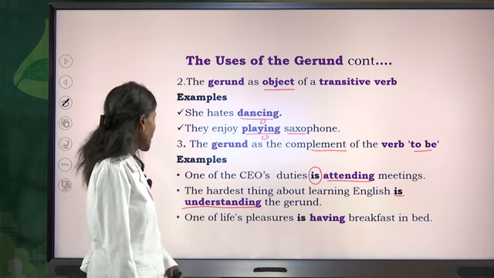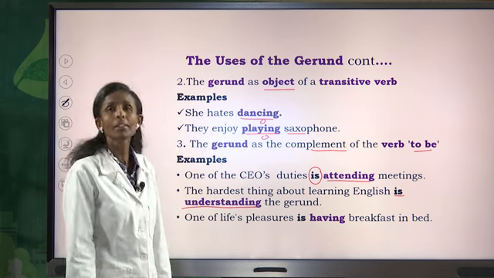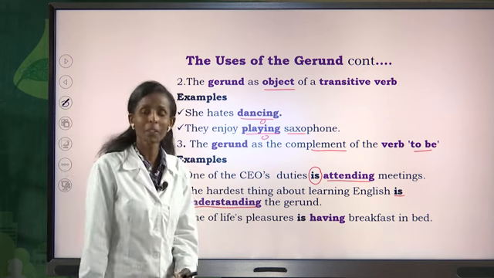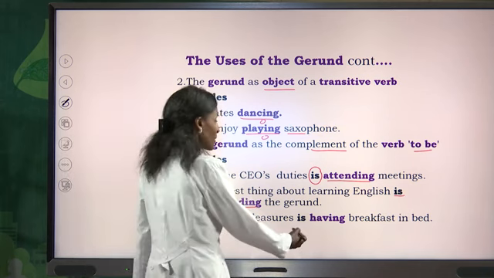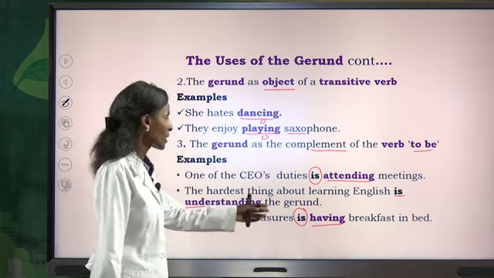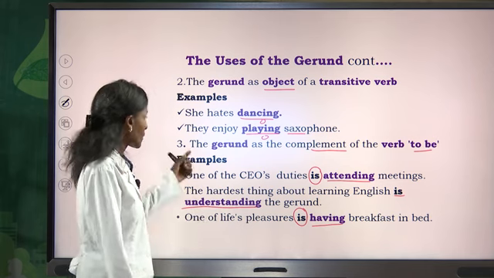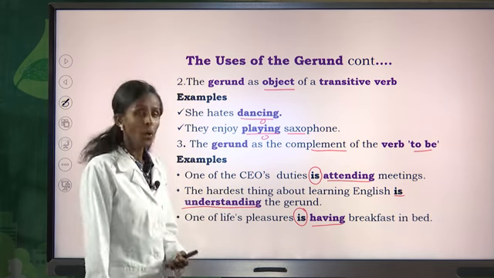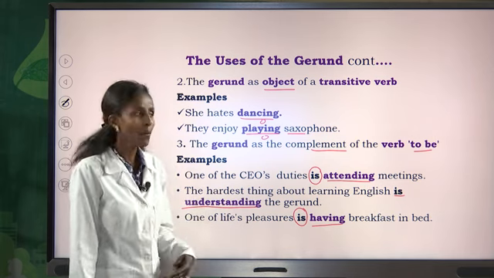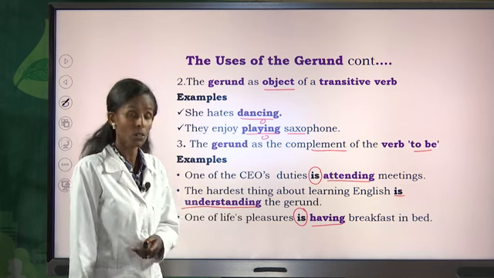The third example: one of life's pleasures is having breakfast in bed. What is one of life's pleasures? Having breakfast in bed. It's interesting, by the way. The sentence is verb to be again. We have having, a gerund, as complement of the sentence. This shows you how the gerund is used in a sentence as a noun, as complement of a sentence, plus as object and subject of a sentence.